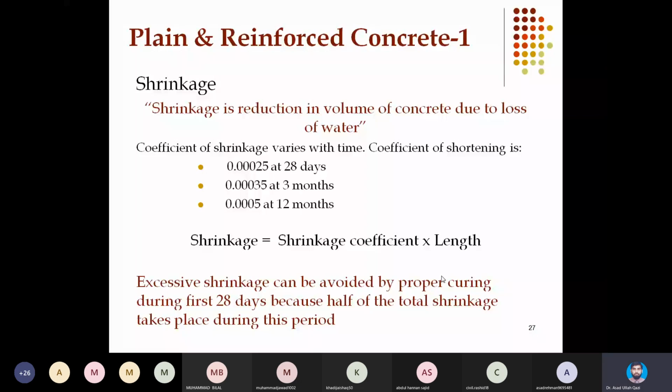Coefficient of shrinkage varies with time. Coefficient of shortening is 0.0025 at 28 days, and at 3 months and 12 months it is proposed. So shrinkage we can estimate by multiplying the length with this shrinkage coefficient. Excessive shrinkage can be avoided by proper curing during first 28 days, because almost half of the total shrinkage takes place during this period. And more important is first 7 days.